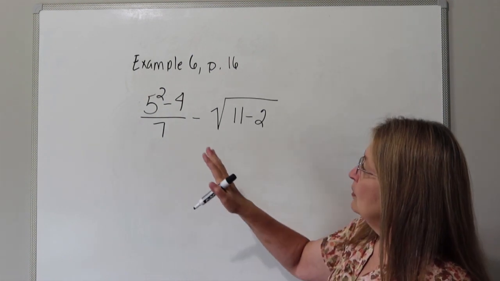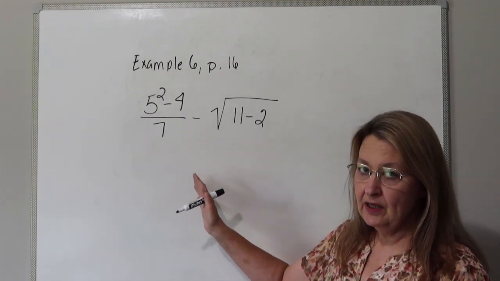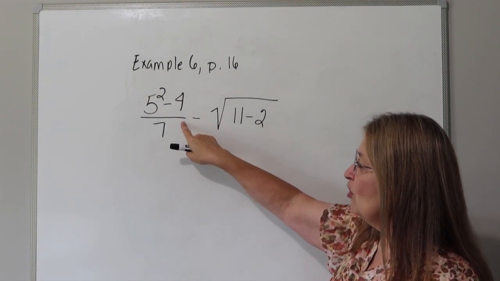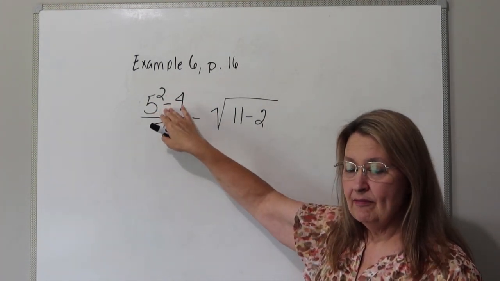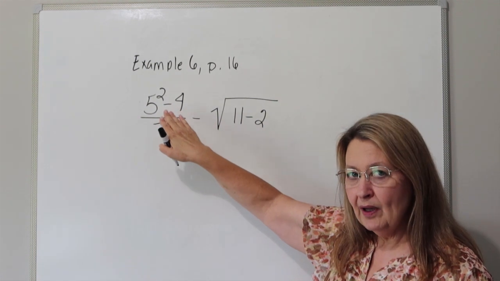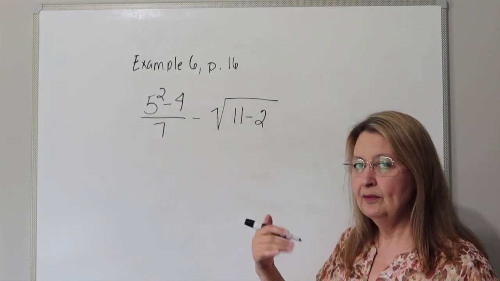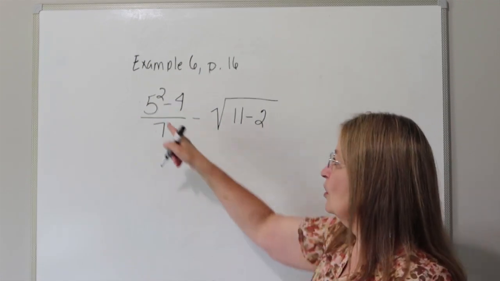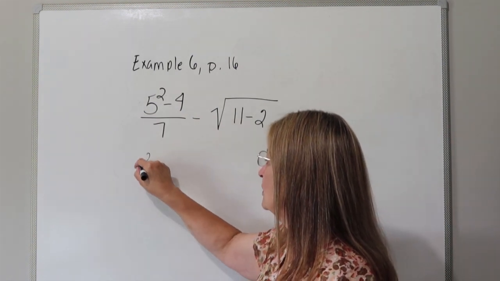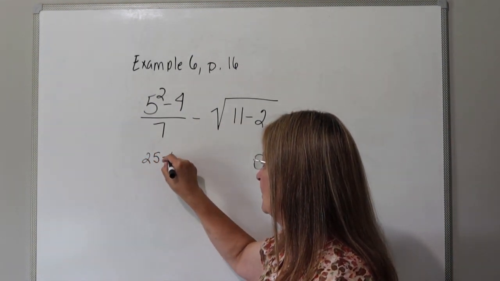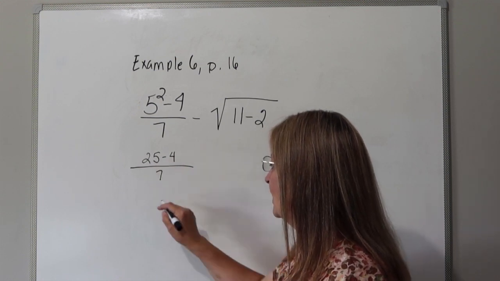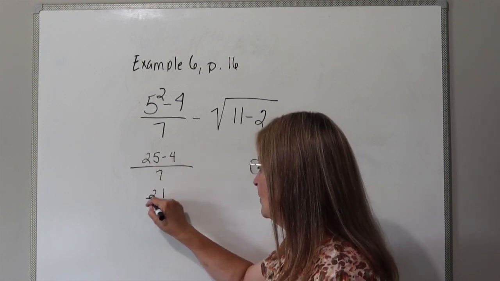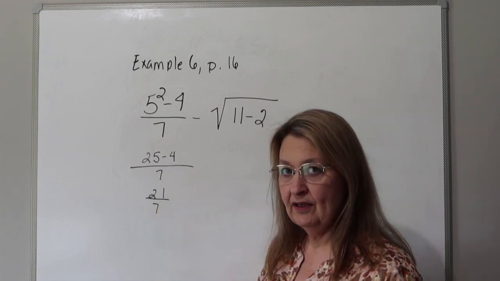Alright, so you have grouping symbols here. You have this fraction bar. What's grouped is what's up here on the top. So let's do that top first. Now within that group, I'm still going to adhere to the order of operations. So I'm going to do my exponent first, which is 25 minus 4 over 7. Now what's 25 minus 4? So now I have 21 over 7.